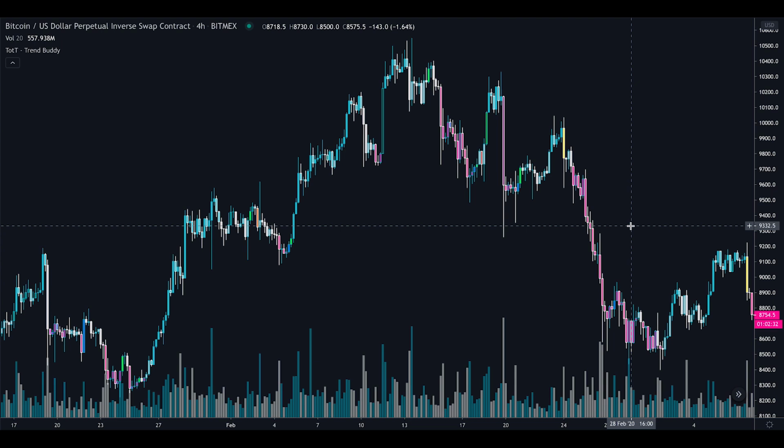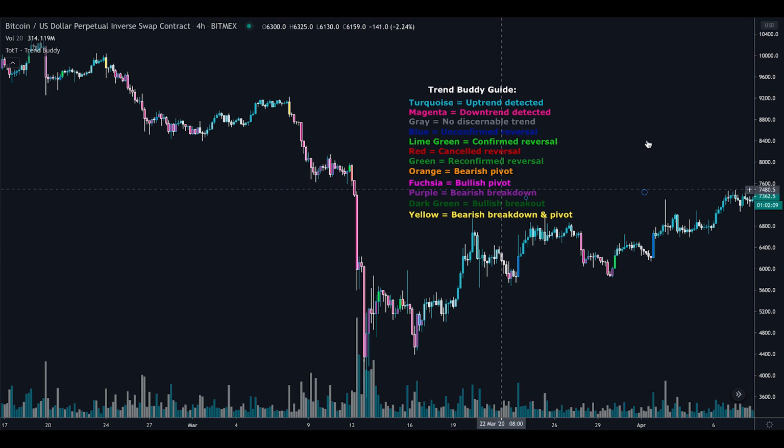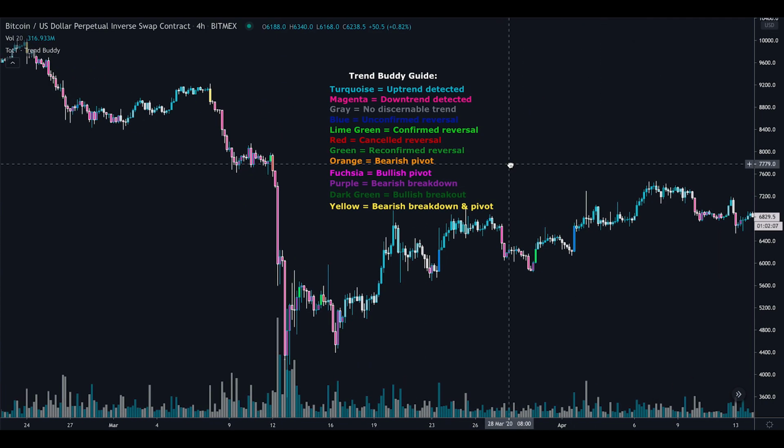So again, in the first few courses, we learned all about market structure and levels, uptrends, downtrends, ranging markets. Now, the Trend Buddy is a tool to help newer traders establish what type of trend we are actually in right now, depending on the time frame being analyzed. So without further ado, we see all these different colored candles, and let's attach some names to them now. So this is your Trend Buddy guide.